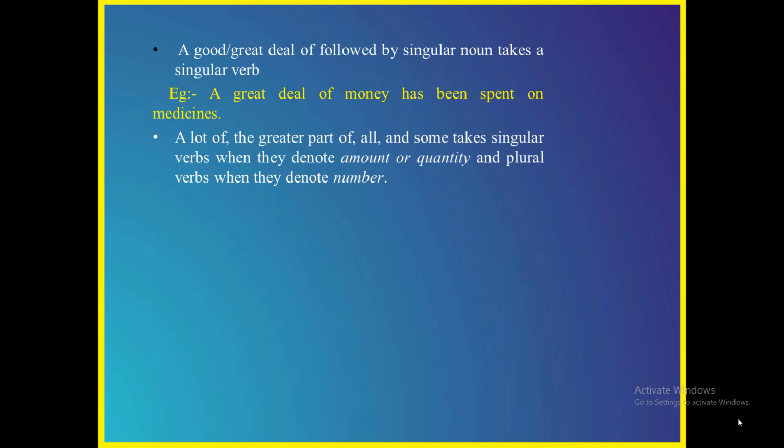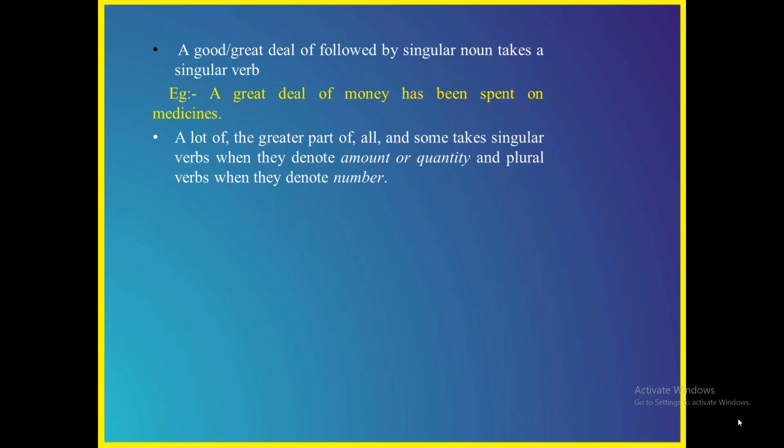A great deal of money has been spent on medicines. So here in this sentence you have the words a great deal of, which is followed by a singular noun, money. Many think that money is a plural noun, but friends, for your kind information, money is a singular noun. Since it is a singular noun and it is also followed by a great deal of, here we are using the singular verb has.